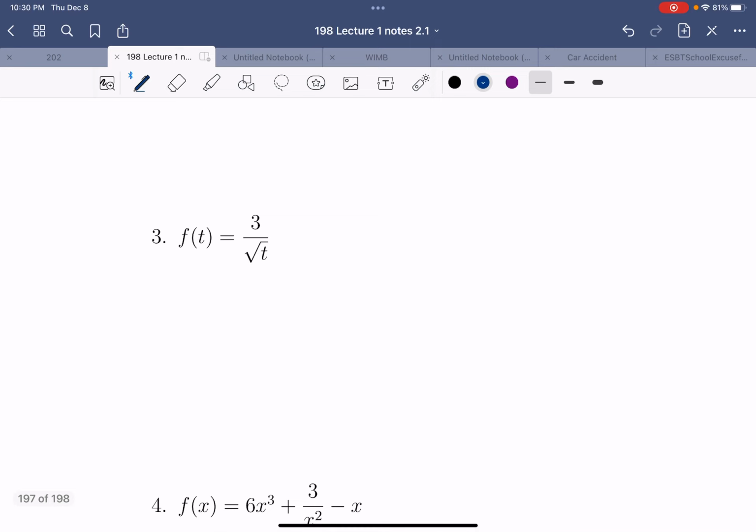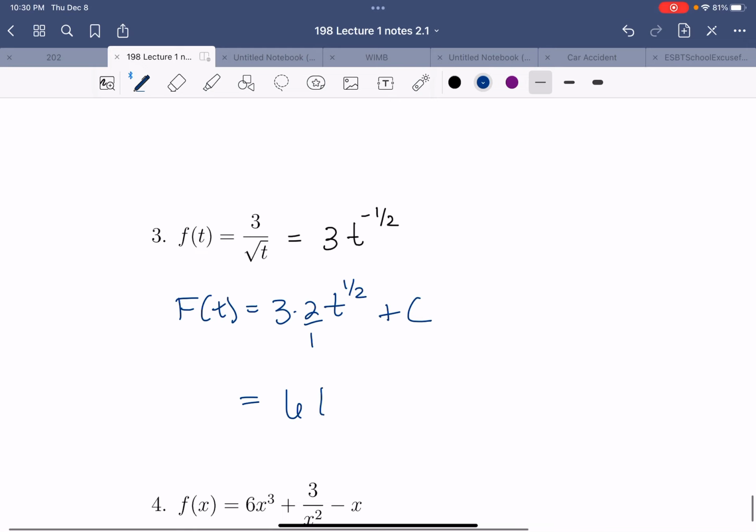Number 3, before we can take the antiderivative, we need to rewrite this. This is 3 times t to the negative 1/2 power. So now when we go to find our capital F of t, we're going to leave the 3. We're going to increase our exponent by 1 from negative 1/2 to positive 1/2, and then multiply by its reciprocal, which is 2 over 1. Don't forget to add your plus c. That's going to give us, not plus, but equals 6t to the 1/2 plus a constant.